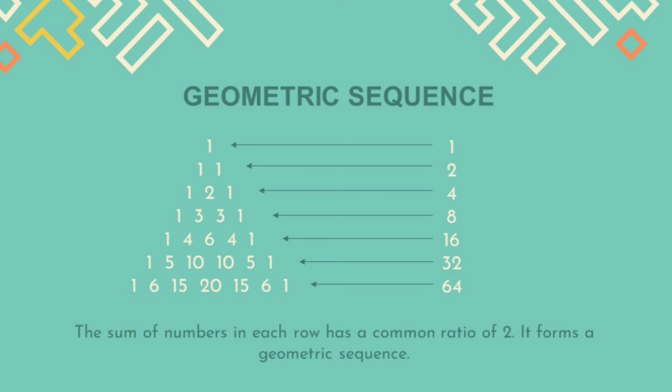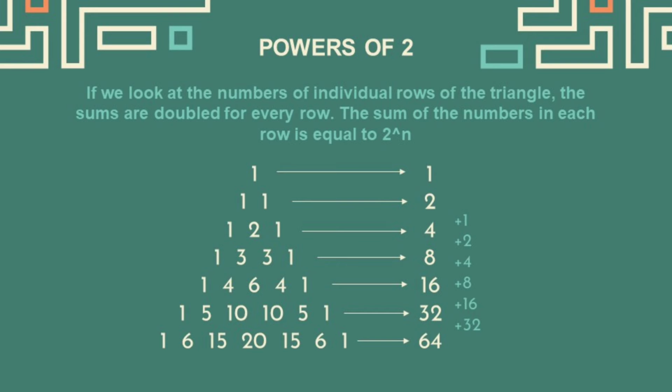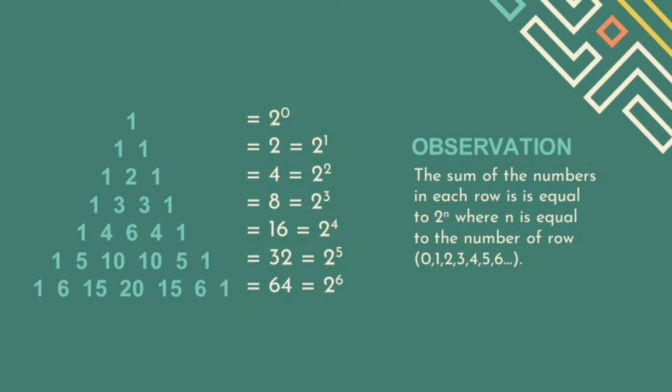Pattern number 4. The geometric sequence pattern. The sum of the numbers in each row has a common ratio of 2, and therefore it forms a geometric sequence. Pattern number 5. We have the powers of 2 pattern. If we look at the numbers of individual rows of the triangle, the sums are doubled for every row. The sum of each row is equal to 2 raised to n. We can observe that the sum of the numbers in each row is equal to 2 raised to n, where n is equal to the number of rows, starting from 0, 1, 2, 3, 4, 5, 6, and so on.